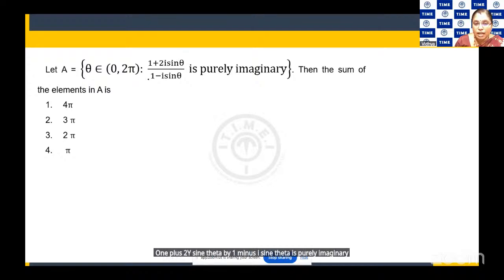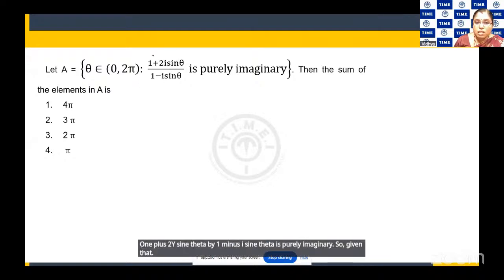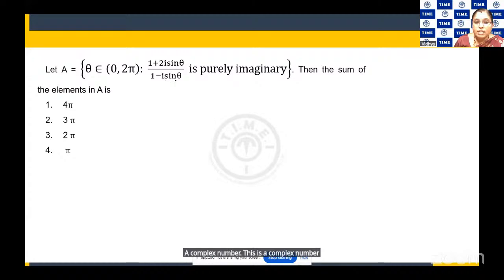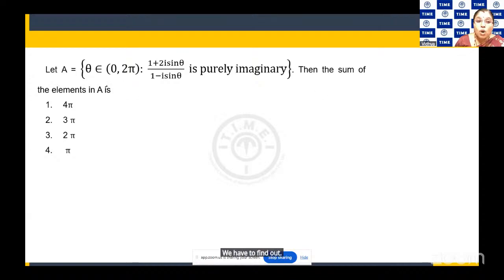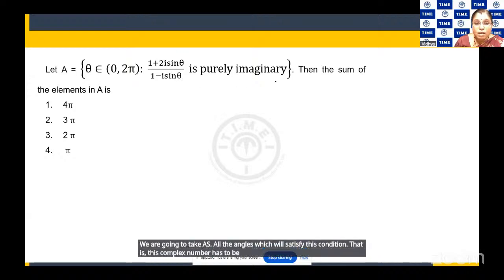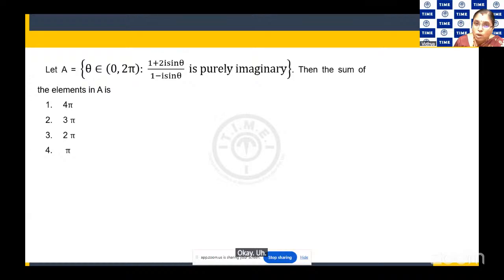Given this complex number, (1 + 2i sin θ)/(1 − i sin θ), we have to find the sum of all the elements of A. We take A as all the angles which satisfy this condition, that is, this complex number has to be purely imaginary. A complex number is said to be purely imaginary if its real part is equal to 0.